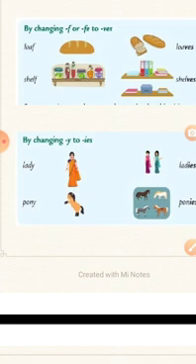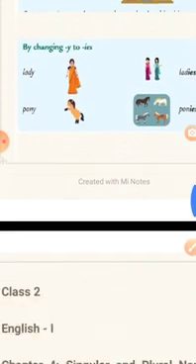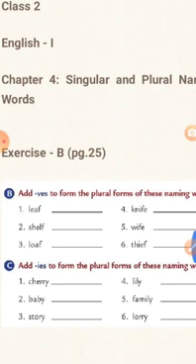So whenever a singular naming word ends with F or FE, we change that to plural naming word by first removing the F or FE, and in its place we add VES. The next rule taught us that we can change a singular naming word that ends with a consonant and a Y by removing the last letter, that is Y, and adding IES to make it a plural naming word. So let's do this exercise to understand it better.